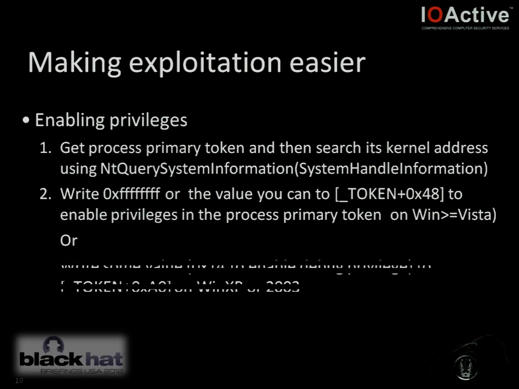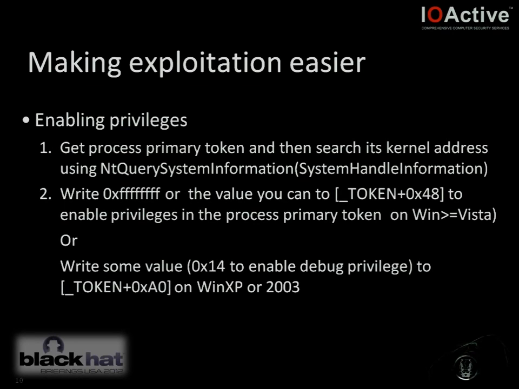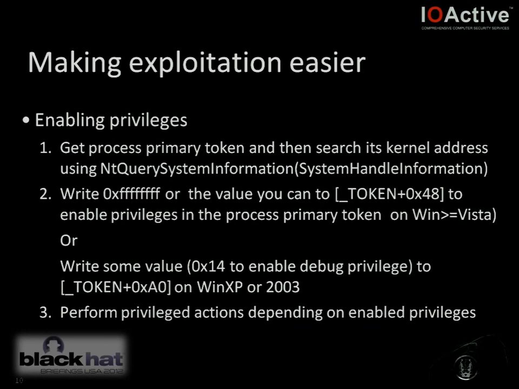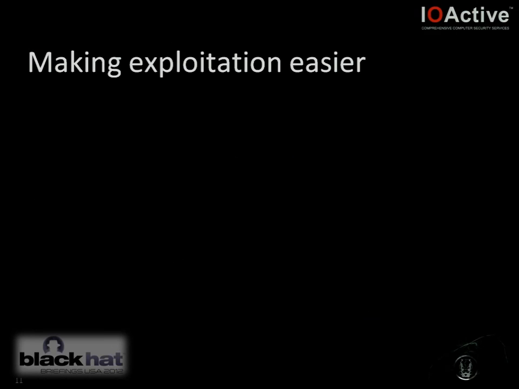But if we have Windows XP or 2003, maybe we can write only some specific values. In this case, we can choose, for instance, 14 in hex, which means the debug privilege. So we write to the token, in this case at offset plus A0 in hex. We write 14 there, and instantly we get the debug privilege on our process token. And after that, of course, you can perform privileged actions.